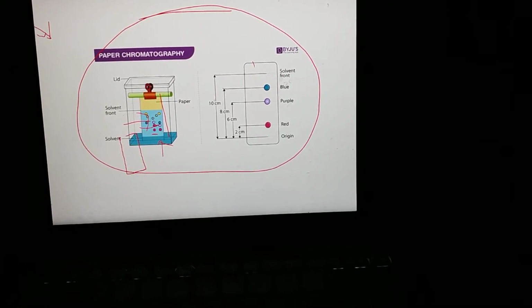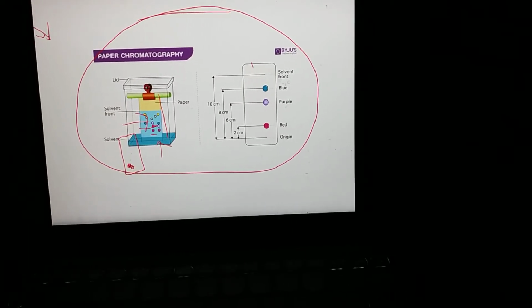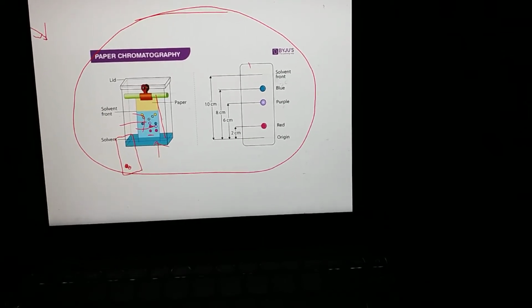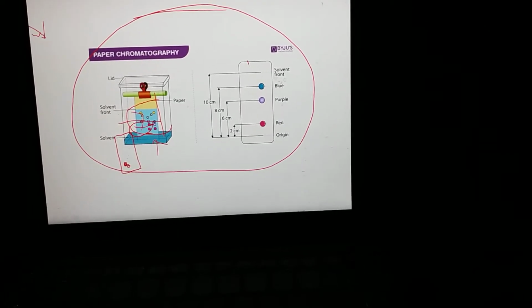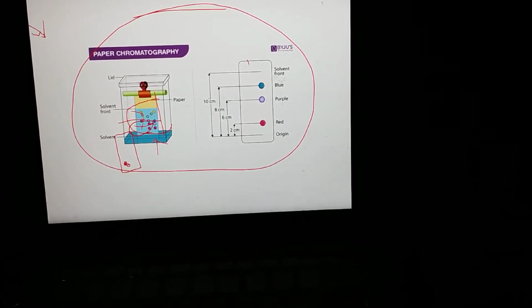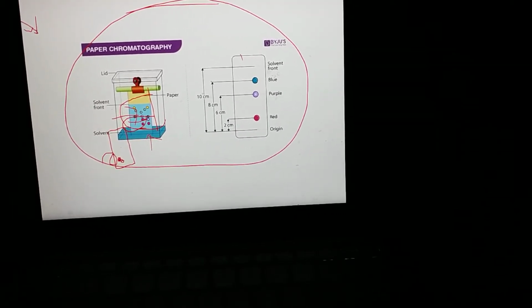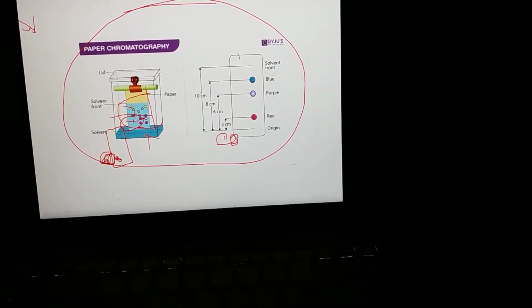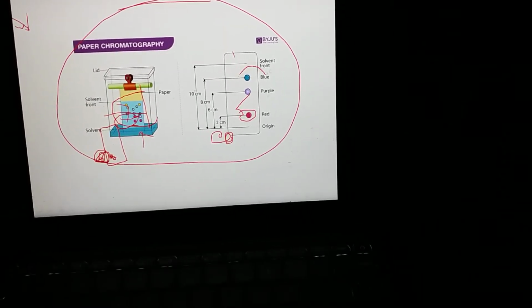Suppose this is the paper, and on it you applied a spot of a mixture of compounds. After completion of the experiment, your compounds will be separated like this, each spot individually. Suppose this mixture contains three components, and after the experiment it will be separated. So the question arises here: why is this component present at the bottom while these components are present above?